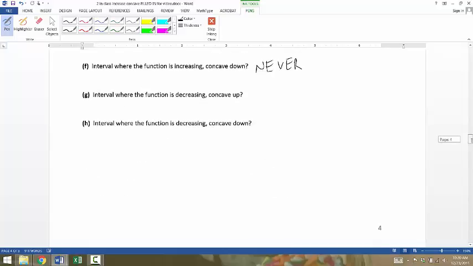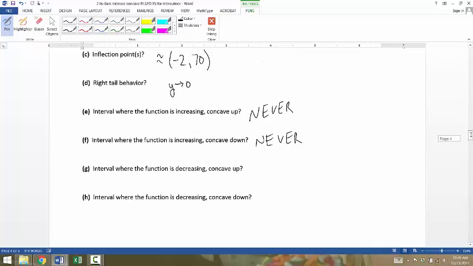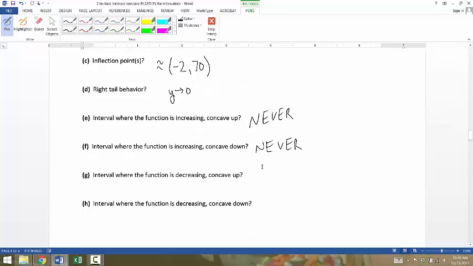Next, it asks, where is the function decreasing concave up? Right, well, it is doing that. Decreasing concave up, it's right over here after that inflection point. Now, if the inflection point occurs at x equals -2, then from x equals -2 up to infinity, the graph is decreasing concave up. So we would describe that as -2 is the low, comma, infinity is the high. So there it is in interval notation.